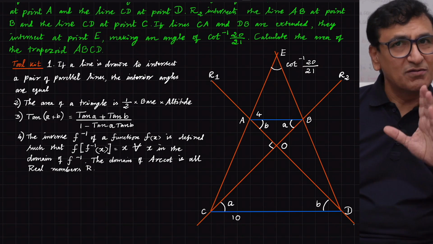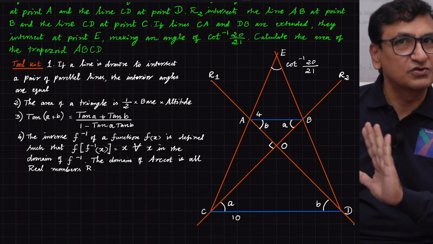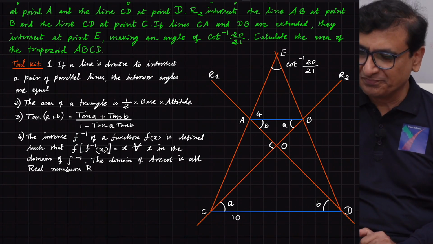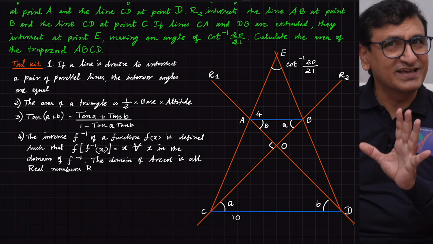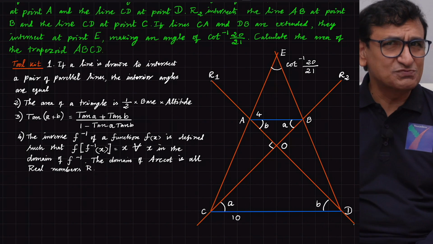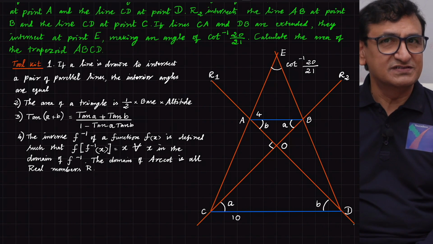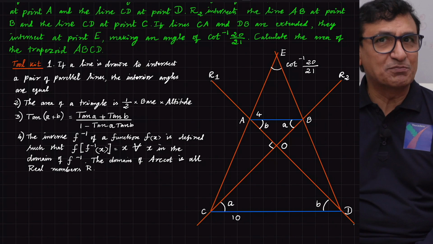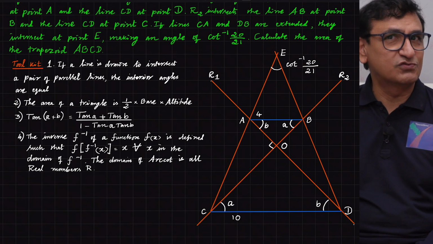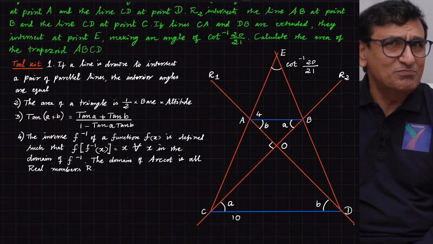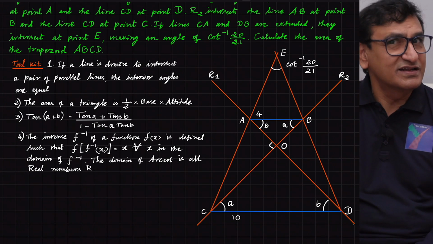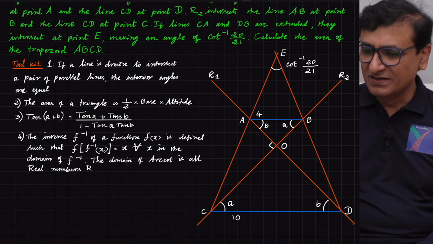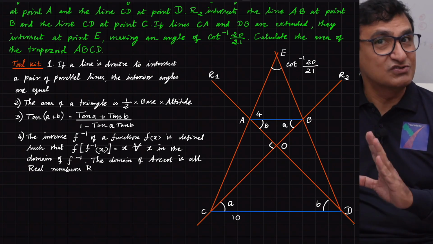Okay, so I'm going to use these 4 tools to solve this problem. You may be wondering why I am defining an inverse function. There is a small hint in the problem saying that the angle at point E is cot inverse of 20 by 21. So at some point, you might have to evaluate an inverse function. Okay, let's move on to the solution proper.